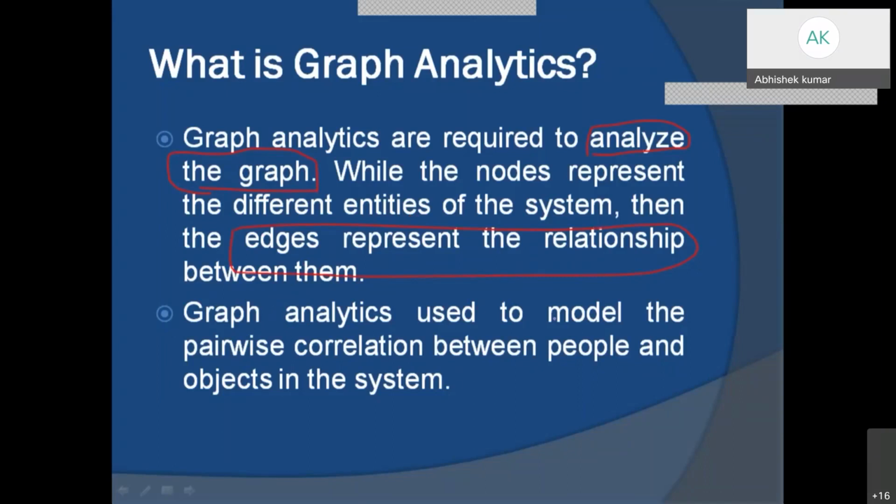Fine. So graph analytics is used to model the pairwise correlation. This is very important. What is pairwise correlation? Pairwise correlation between people and objects in the system. So the process of examining data sets, what pairwise correlation is, you will be able to understand now.